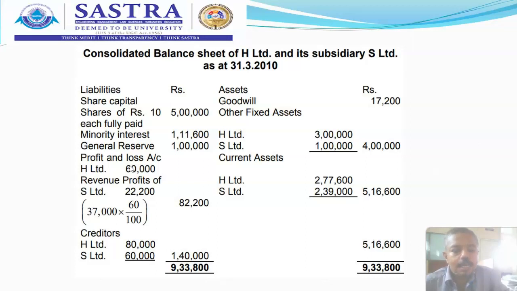Then creditors, H Limited 80,000 and S Limited 60,000. Just add both and keep it in the outer column. So we have 80,000 in the H Limited balance sheet and 60,000 in the S Limited balance sheet. Add together, you will get 1,40,000. So if you add all the liability side, we will get the sum of rupees 9,32,800.